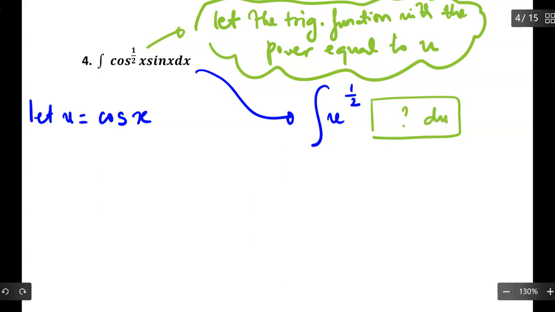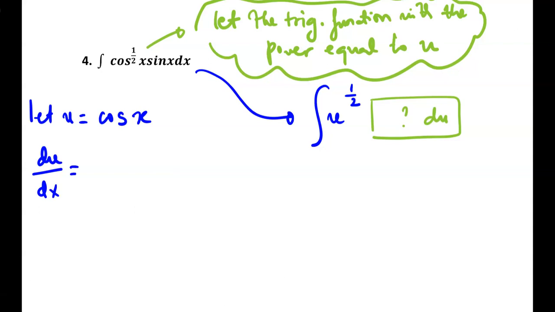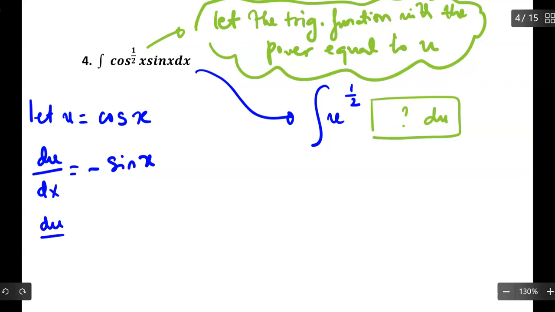Okay, so I can give you a hint with the du. How do you get that du? You have to differentiate the u. So du over dx, what is the derivative of cos of x? Okay, I let everyone review that for yourself. So the derivative of cos of x is negative sine of x. Okay, so then you have du divided by minus 1 will be equal to sine of x times dx.